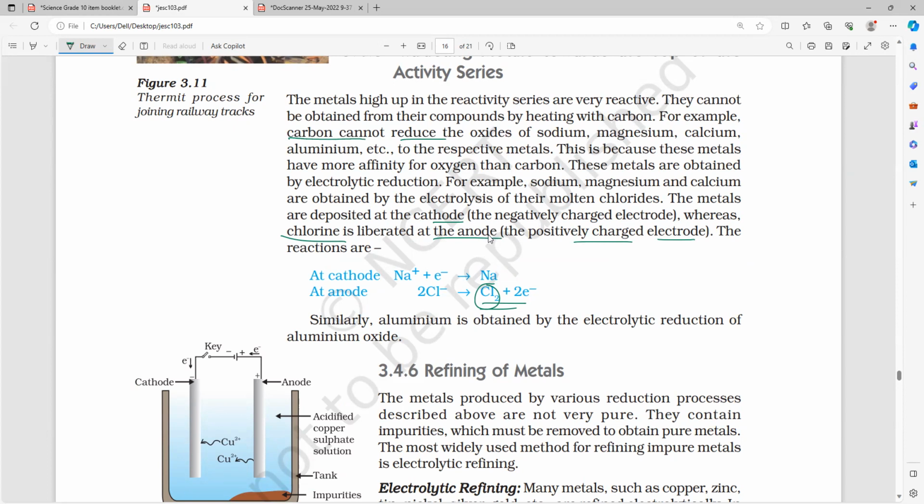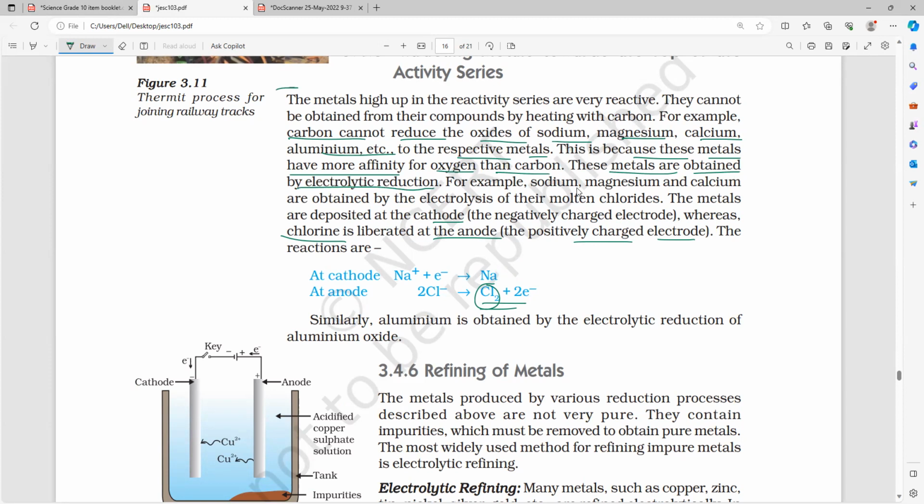Carbon cannot reduce the oxides of sodium, magnesium, calcium, aluminum, etc. to the respective metals because these metals have more affinity for oxygen than carbon. So these metals are obtained by electrolytic reduction. For the previous question, you can write this as an answer also.